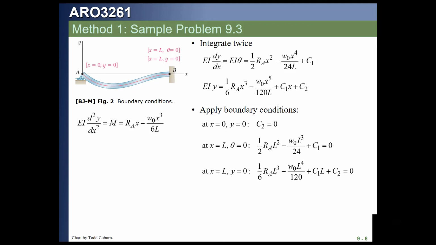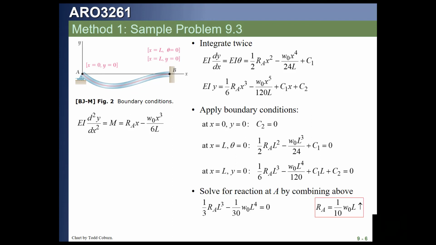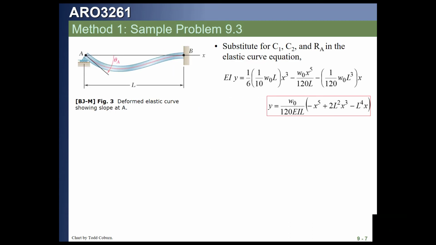From our second two, we can solve for the other unknowns, which is C1 and the reaction at A. That's done here by combining those equations, and we find that RA is equal to that value acting in a positive direction. So we see that if we plug those unknowns back into the elastic curve that we had before, we can write the elastic curve. This is shown as y, but it's really y of x because it's a function of x.